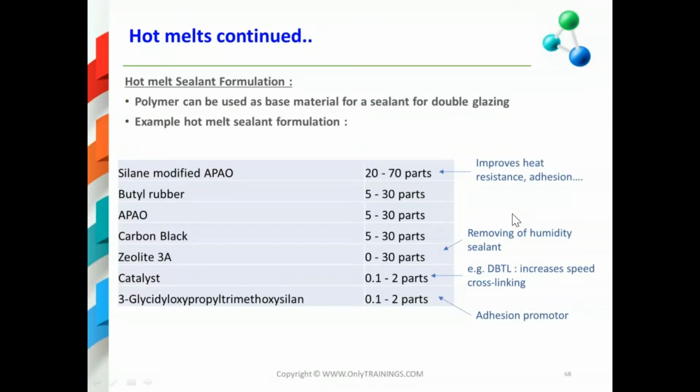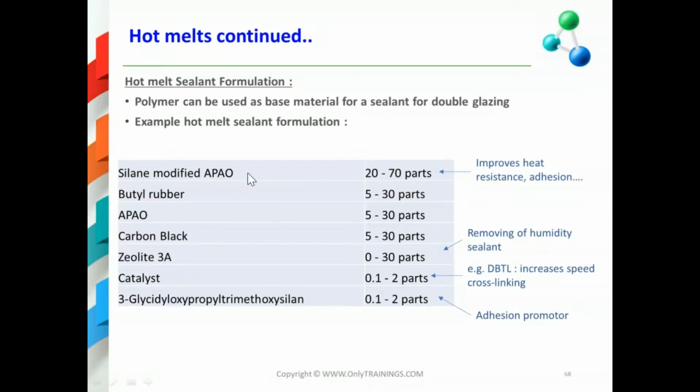Such a material can also be used as a base material, for instance, for a sealant. And such a sealant has the advantage that you can combine some materials together, and you have a certain green strength, and you still have some time after the cross-linking is happening. For instance, for double glazing.